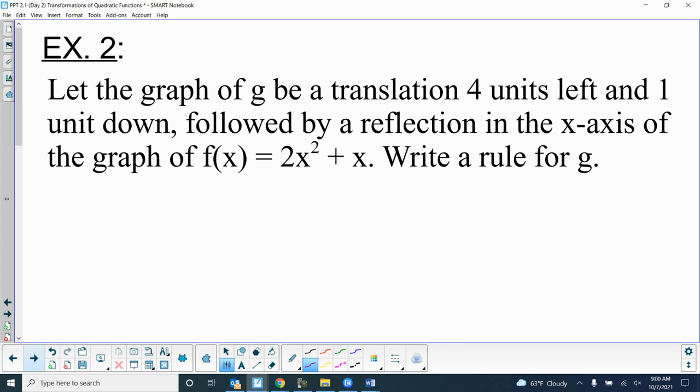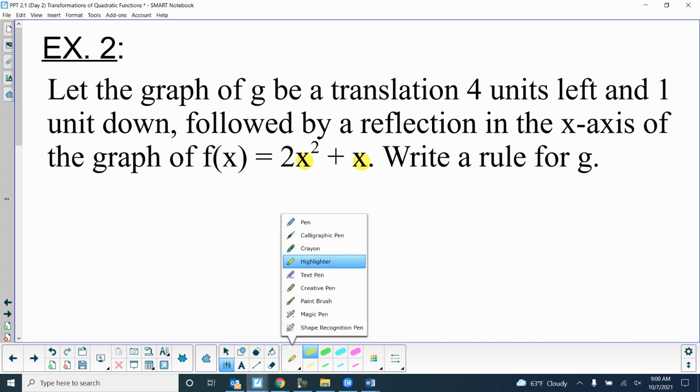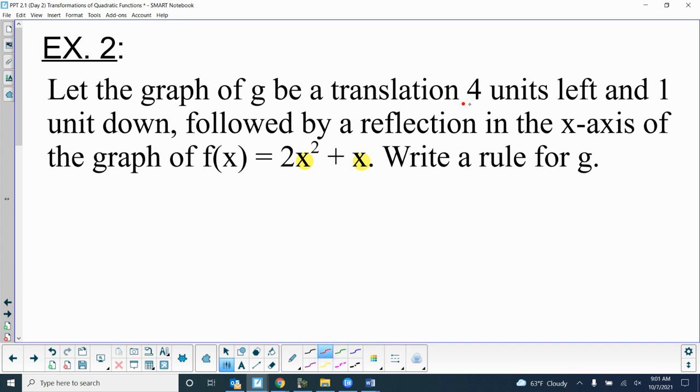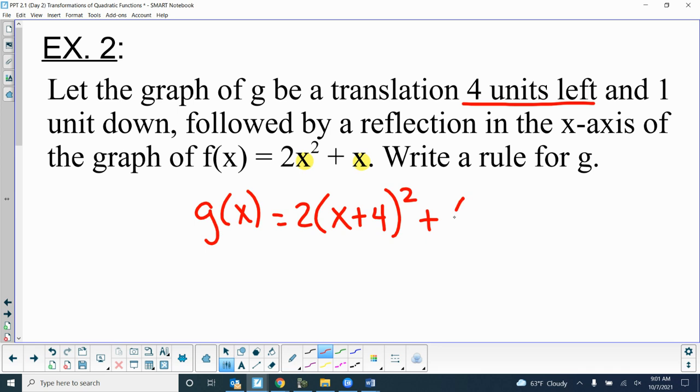All right, so here's our original. We got 2 x's we got to fill in, just like the last one. All right, so 4 units left. Okay, so what am I doing to my x? Plus 4, right? Remember, it's the opposite when we move left and right, horizontally, right? So, g of x equals 2 times x plus 4 squared plus x plus 4. There.